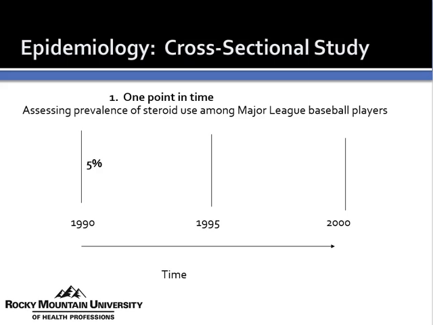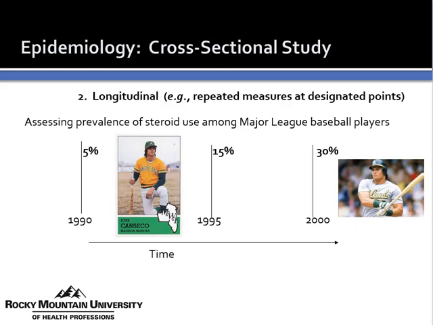Here is an example of a cross-sectional study assessing the prevalence of steroid use among Major League Baseball players. We can see here in 1990 in this made-up situation that 5% of Major League Baseball players used steroids. Now, if you were to do a longitudinal or repeated measures at designated periods in time, you might see that that prevalence changed, that it increased.